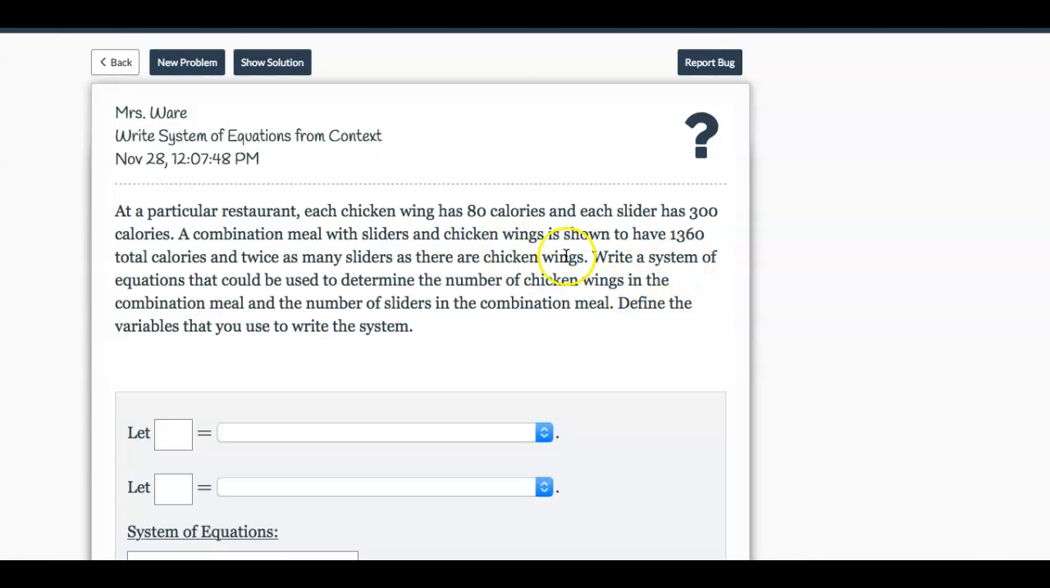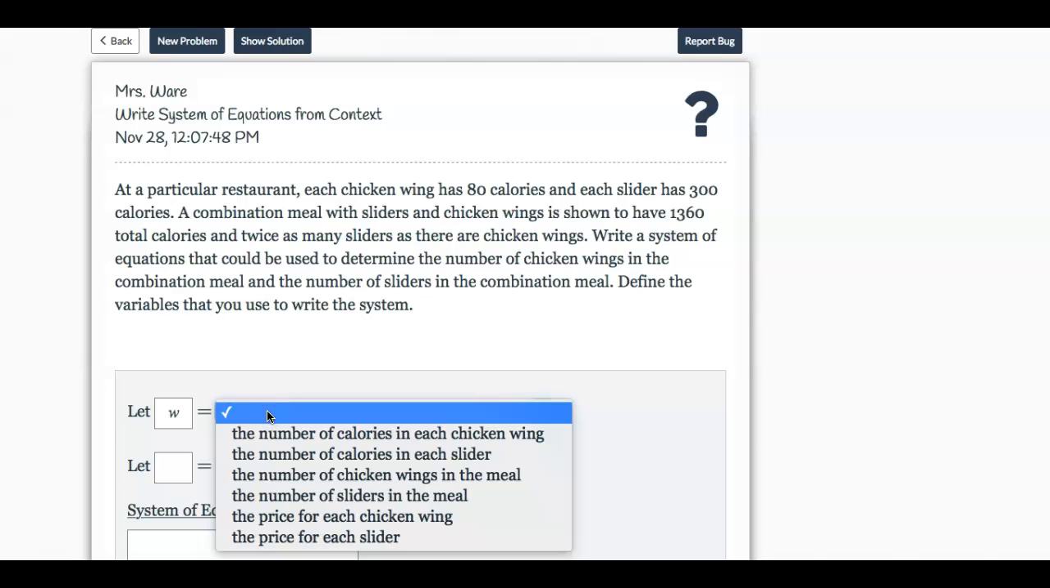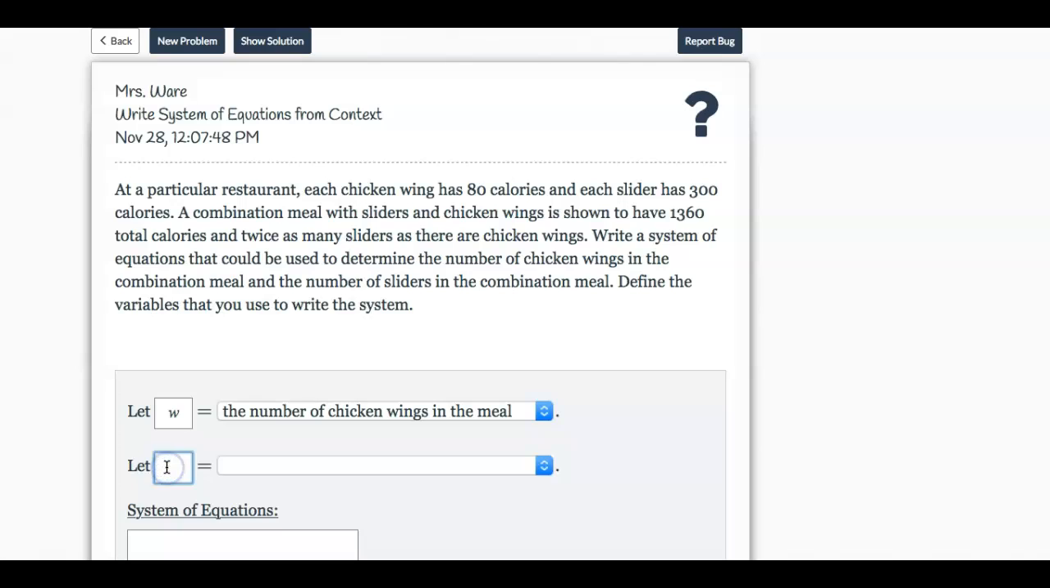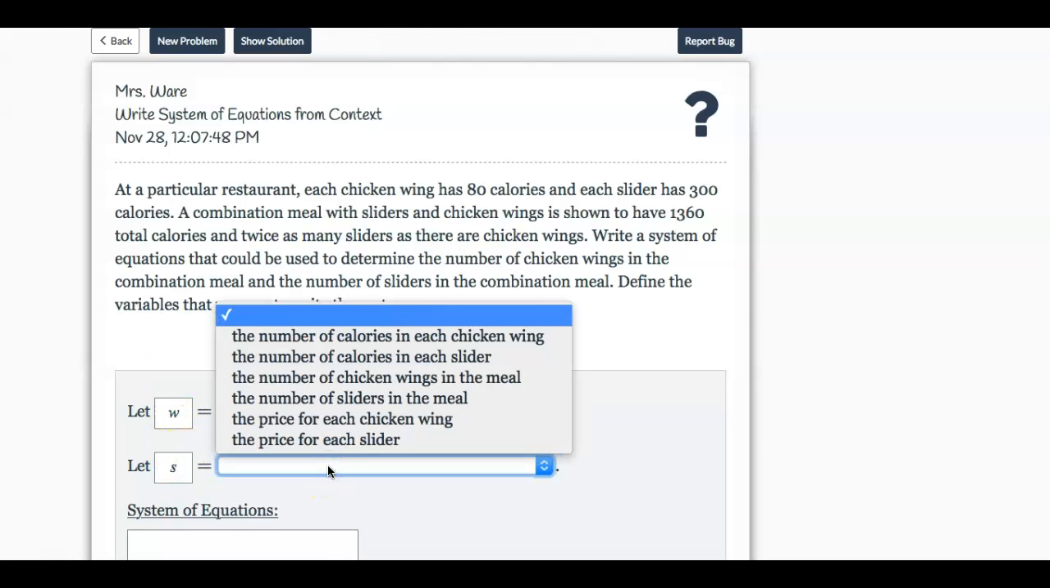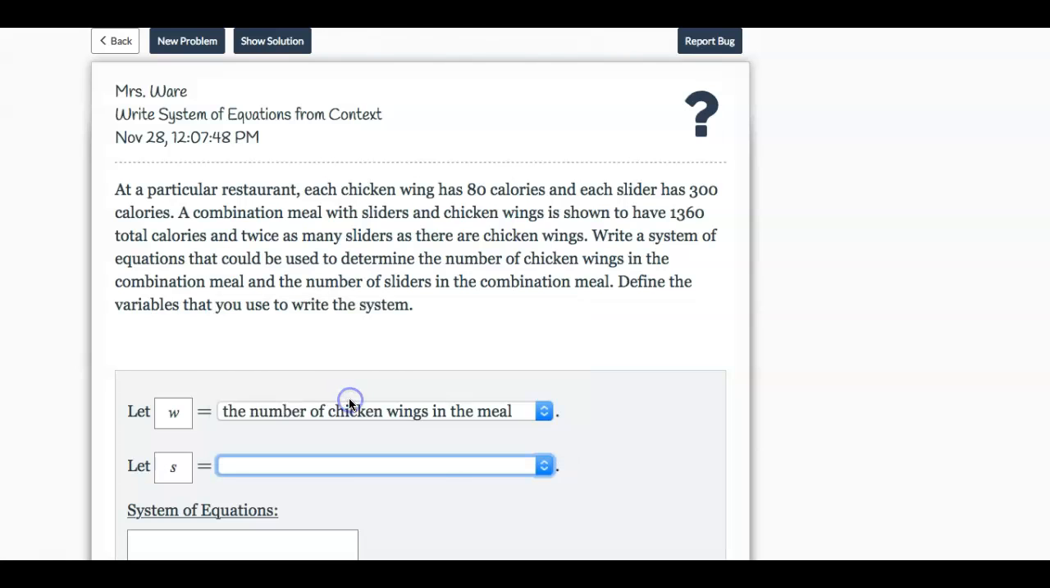Write a system of equations that could be used to determine the number of chicken wings in the meal and the number of sliders in the meal. We can put whatever letter we want here. I'm going to put W for wings, so that's going to be the number of wings in the meal. And I'm going to call my sliders S. Now you can make it X and Y, you can put whatever letters you want in here, but then you click the drop down menu here and you've got the logical choices. So that's the number of sliders in the meal.